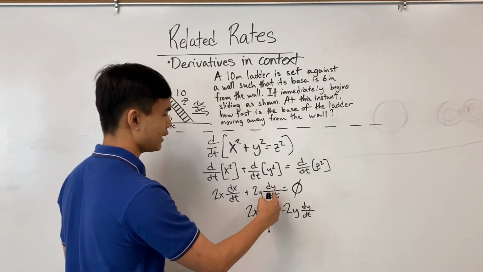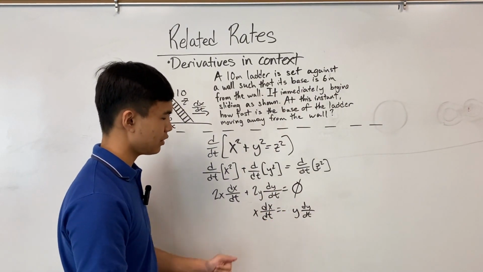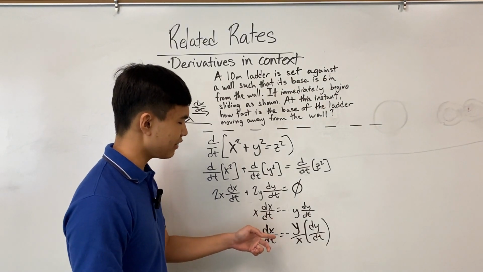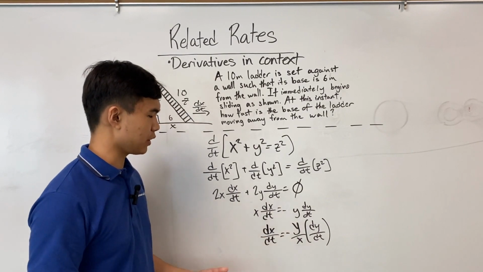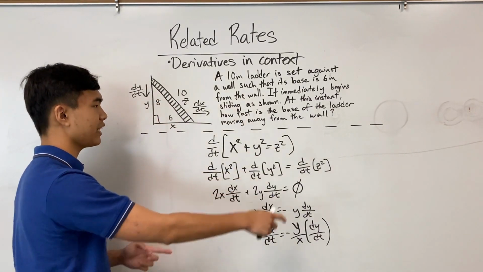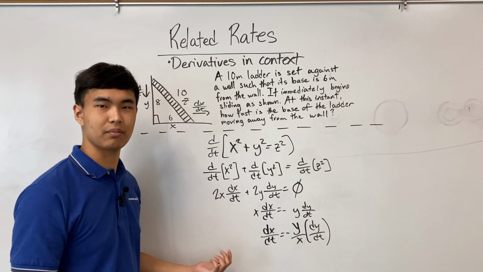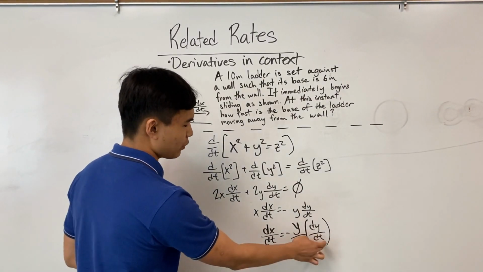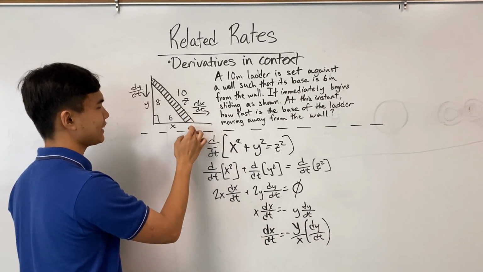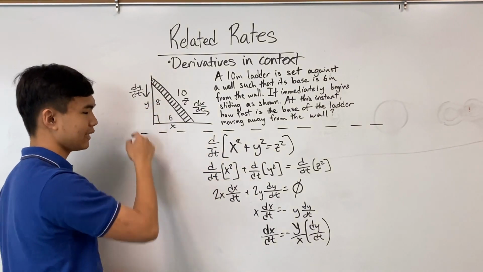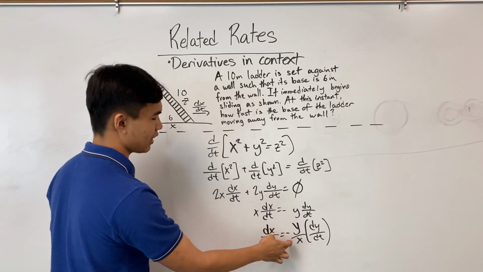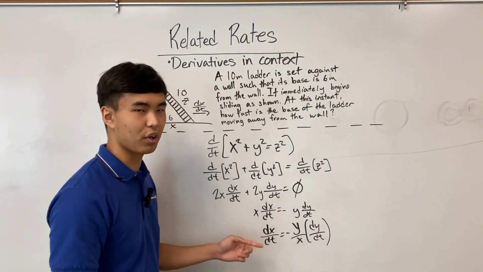Here I moved 2y dy/dt to the right, and the 2's cancel, giving that dx/dt is negative y over x times dy/dt. This negative in front might be confusing at first because we know that the ladder is moving to the right, so dx/dt should be positive, right? In reality, it actually is because of dy/dt. As the ladder moves to the right, it also moves down, making dy/dt negative. This actually cancels the negative here, keeping dx/dt overall positive.